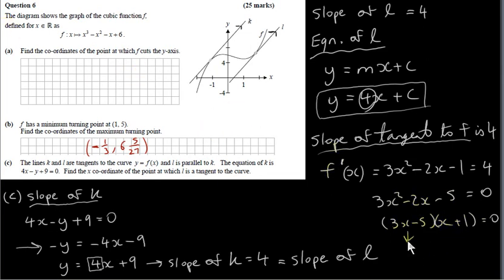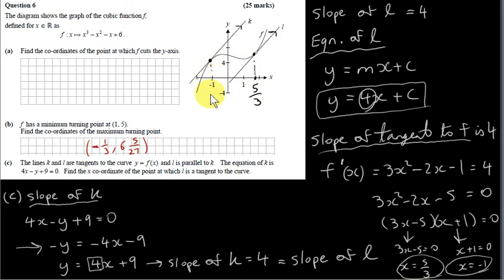We put each factor equal to 0. If we put 3x minus 5 equal to 0, we get x equals 5 thirds. If we put the other factor equal to 0, we get x equals minus 1. So these are the x values of the points where the two lines touch the curve. So this value here must be plus 5 thirds, and this value here is minus 1. This is the one we're interested in. So the answer is 5 thirds.